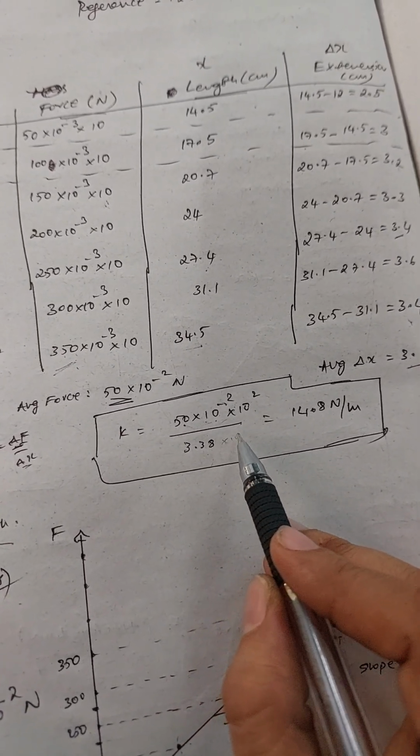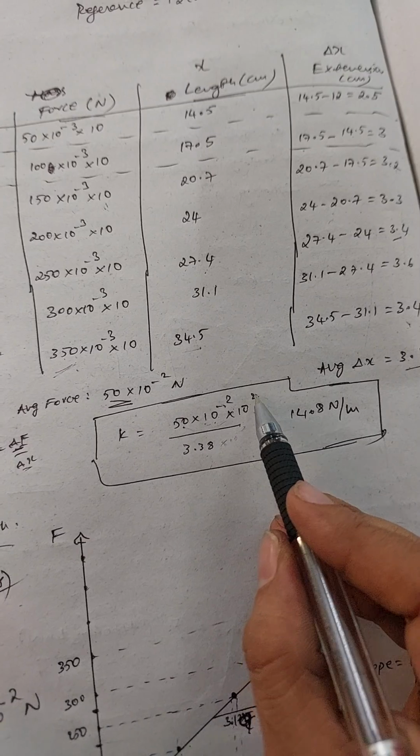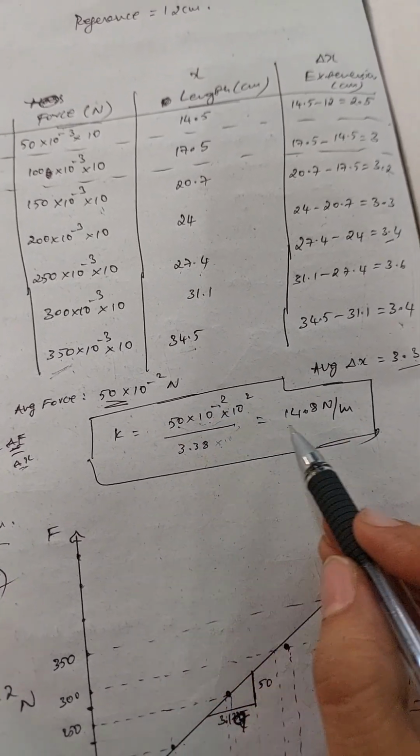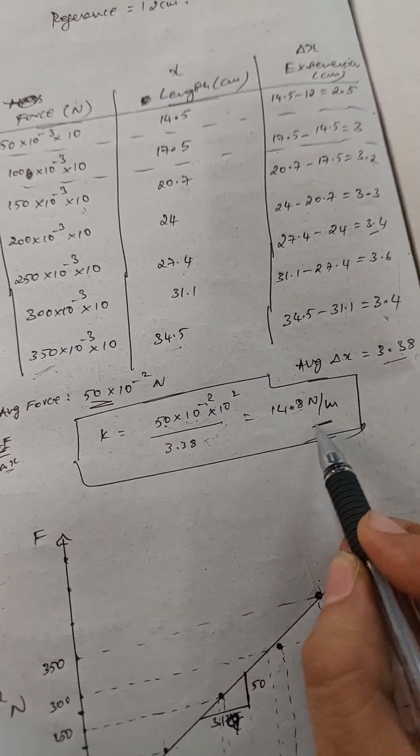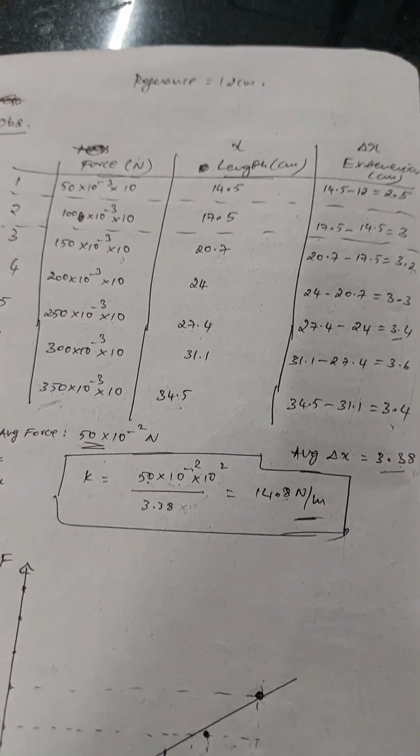So 10 centimeters, 10 power minus 2, goes up to 10 power plus 2, and cancels off. 50 by 3.38 is 14.8 Newton per meter. This is my answer for the spring constant.